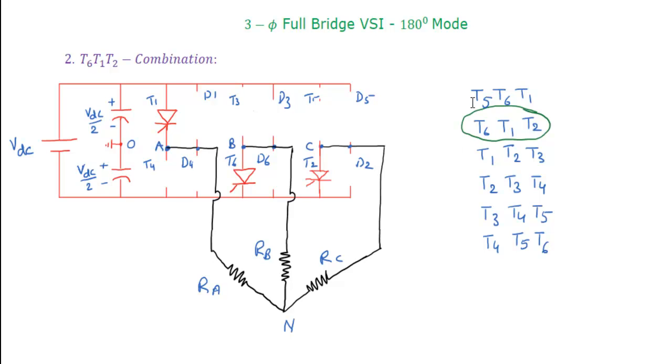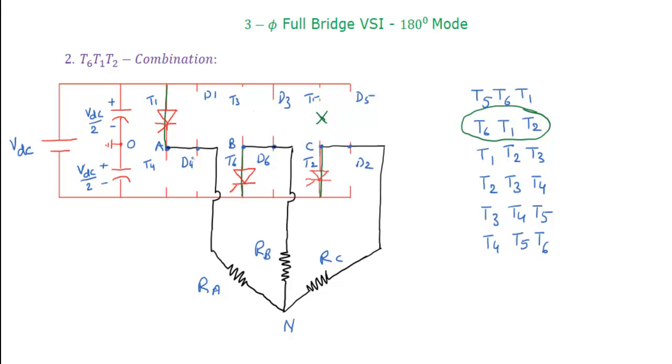That means the transition happening between T5 and T2, both from the third leg. After 60 degrees, T5 will be turned off and we are turning on T2. The remaining two thyristors will continue. T1 was already turned on in the previous combination and will be continued. T6 will also be continued, but now T5 will be turned off after 60 degrees and we will turn on T2 from the same leg.